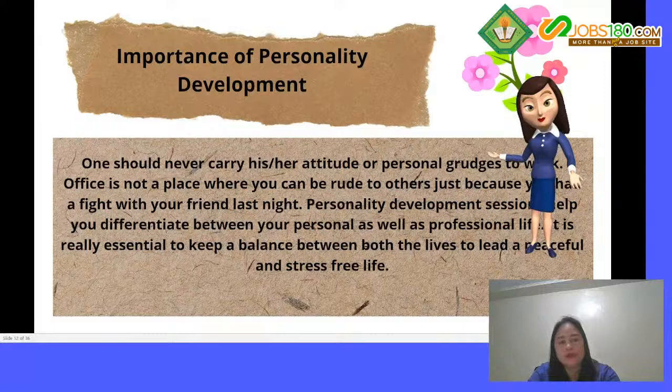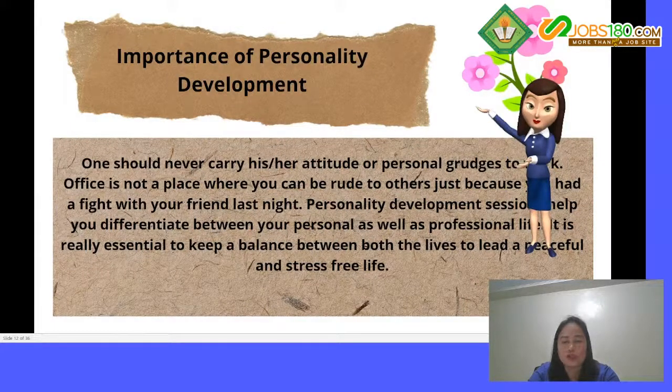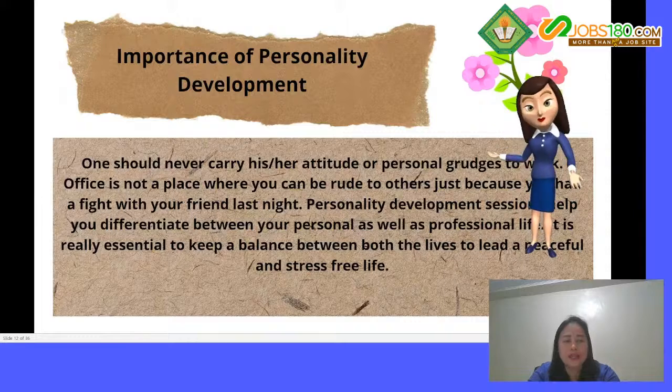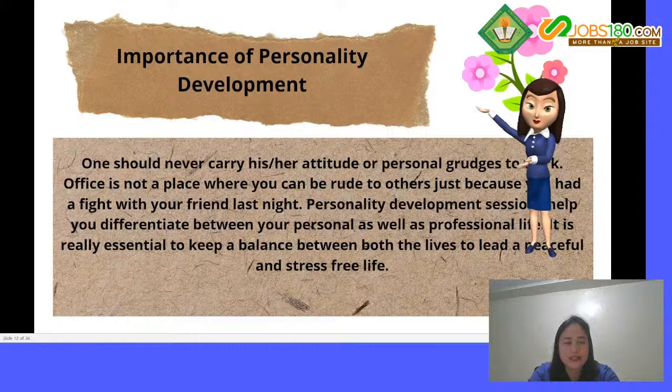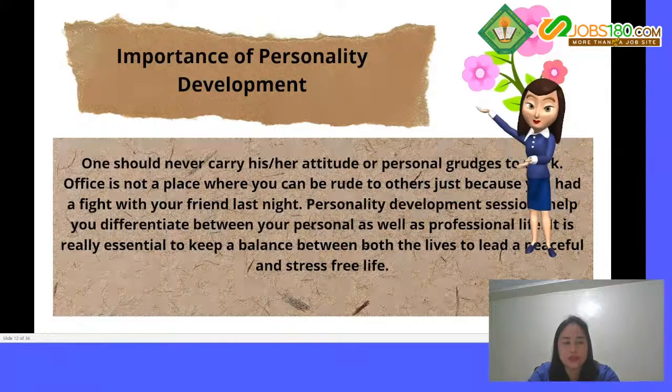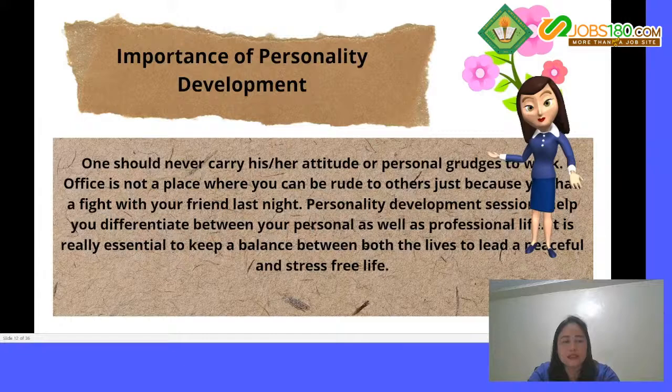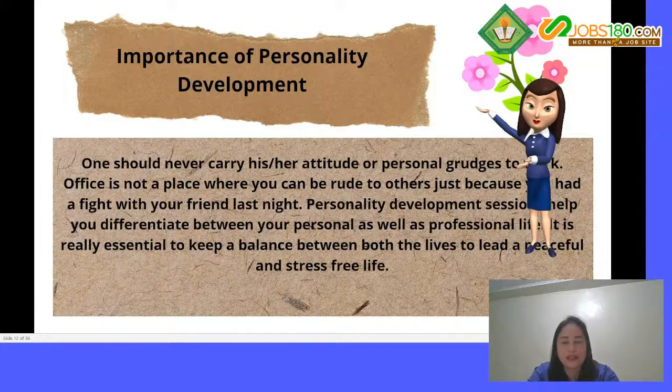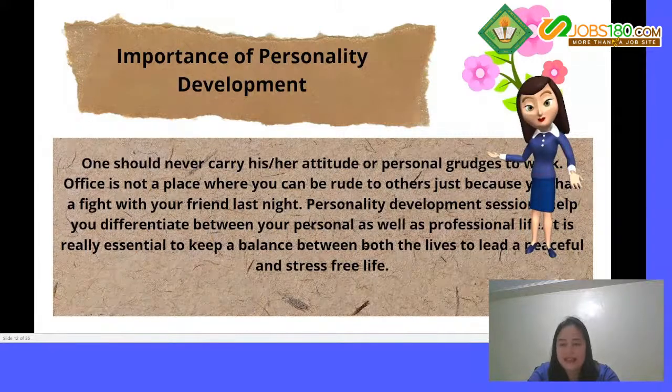One should never carry her attitude or personal grudges to work. Office is not a place where you can be rude to others just because you had a fight with your friend last night. Personality development sessions help you differentiate between your personal as well as professional life. It is really essential to keep a balance between both the lives to lead a peaceful and stress-free life.